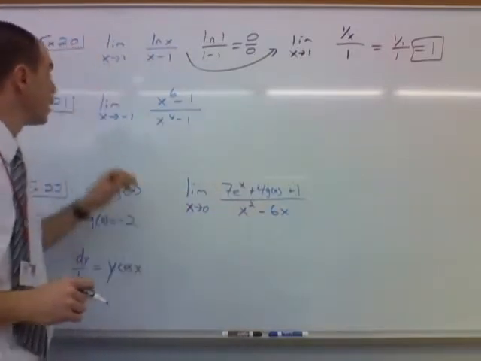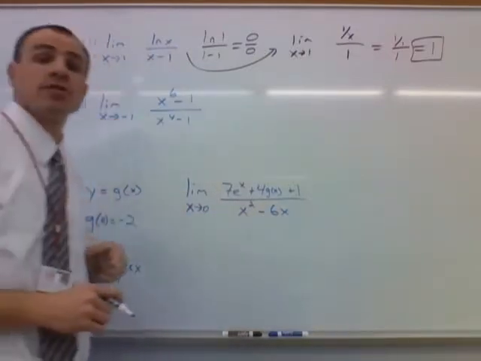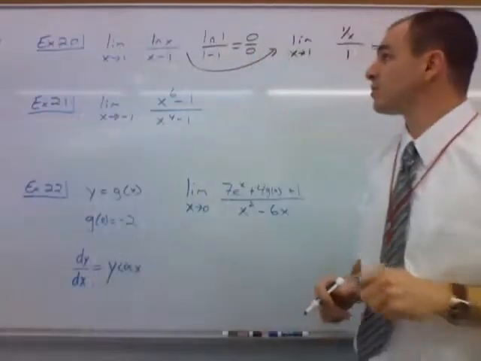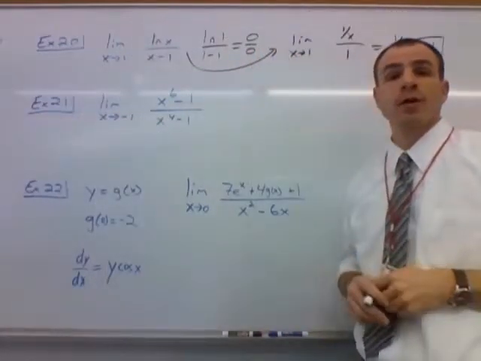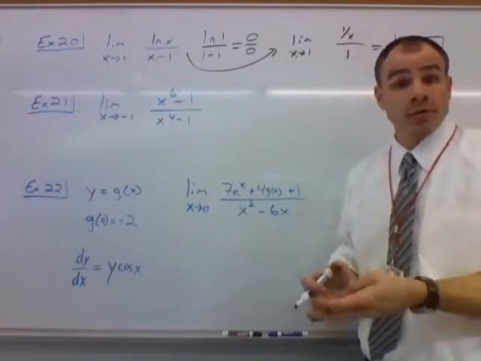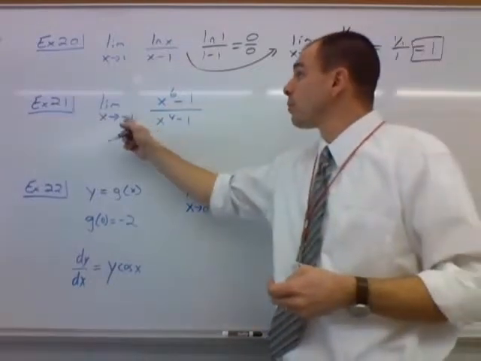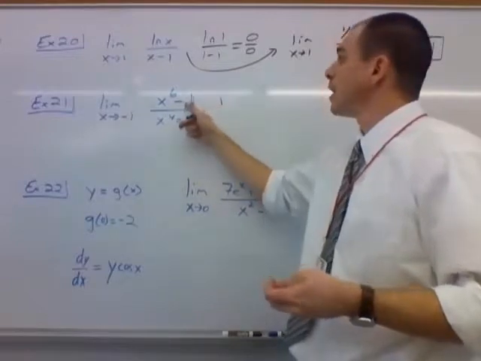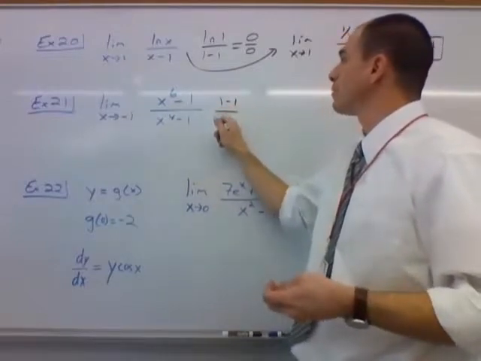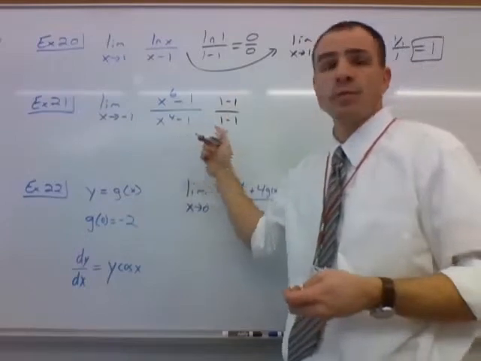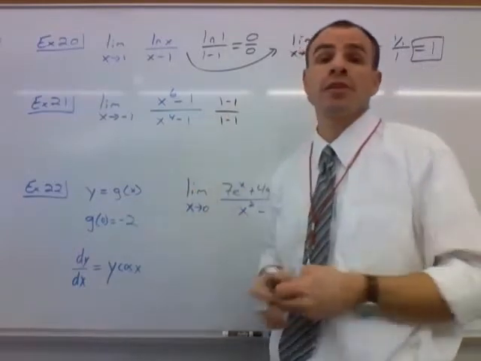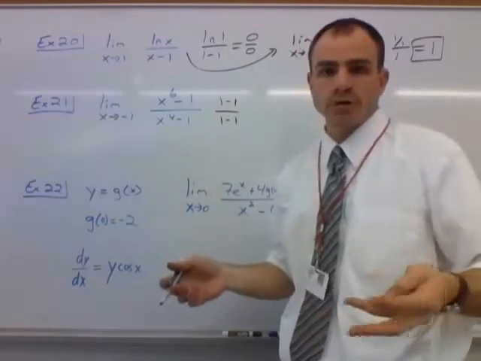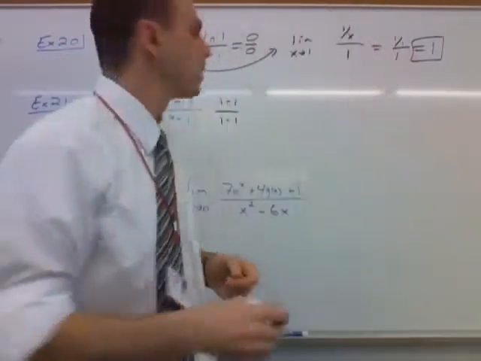Example 21, we have the limit as x approaches negative 1 of the quantity x to the 6 minus 1 over x to the 4th minus 1. Again, we're going to plug negative 1 in first. And when we do so, we have negative 1 to the 6th, which is 1, minus 1 over, again, 1 minus 1. Negative 1 to the 4th happens to be 1 as well. We get 0 over 0. L'Hopital's will help us again to find this limit. So what do we do?